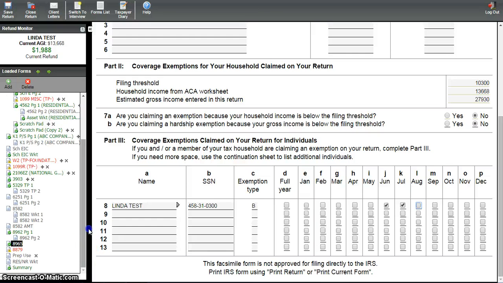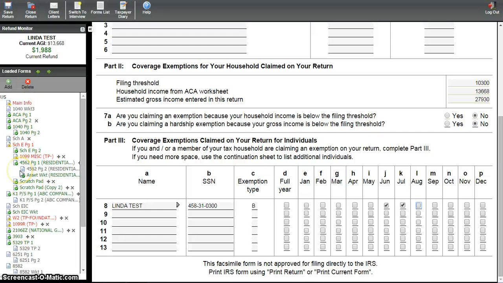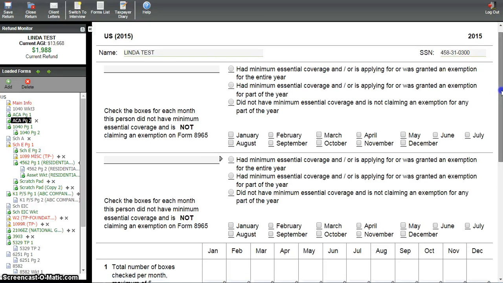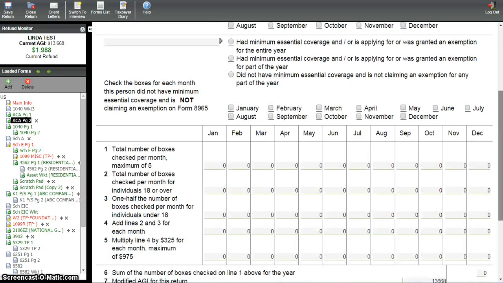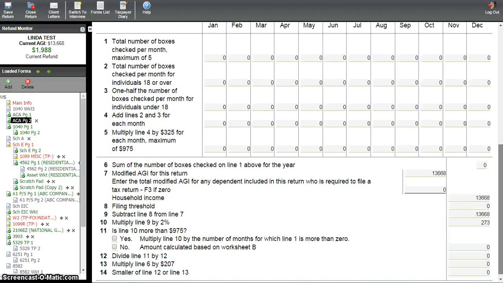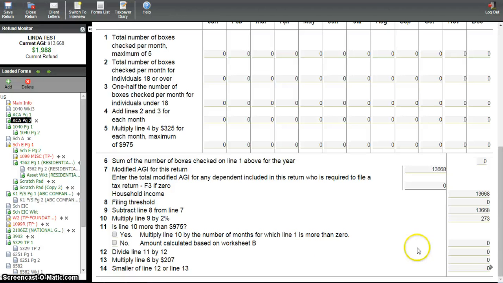Just to do a check to make sure that everything seems to add up correctly, I like to go back and check the ACA Page 2 sheet because this is where any individual shared responsibility payment is calculated. Ms. Test should not have one because, again, she had an exemption or coverage for the entire year. You will see here that there is no penalty being assessed against her. So you've completed the return correctly.